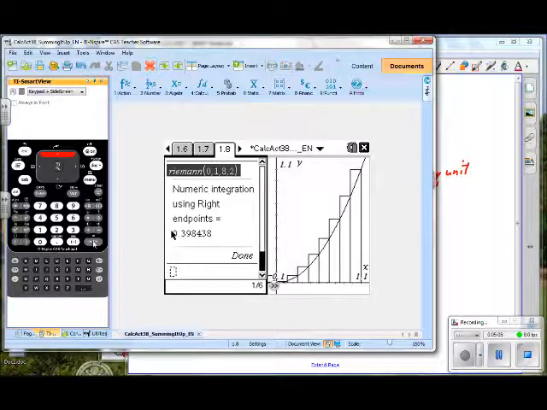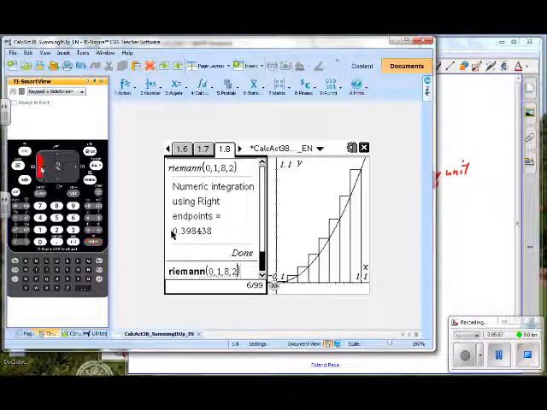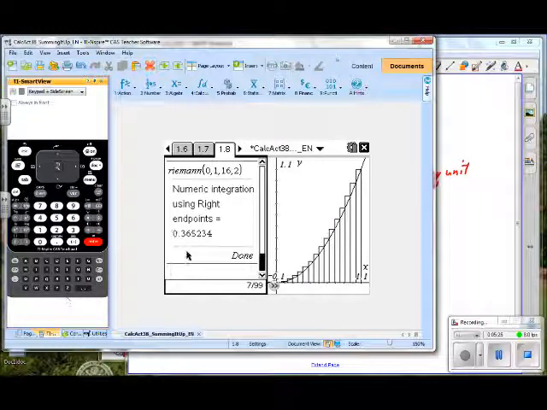Now, the question is, how many of these can I use before I have an exact value, or as close to an exact value as possible? Well, let's see. If we try 16, let me put that in again, 16, we would have then an area of about 0.365. You know, the question is, is that close enough?